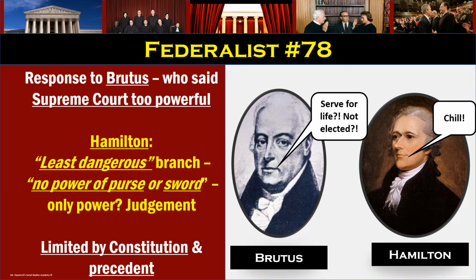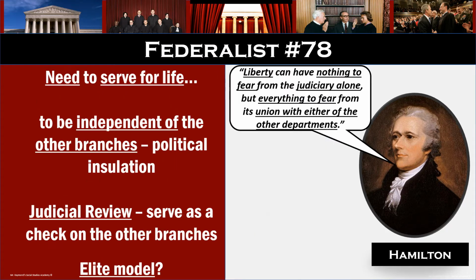Hamilton defended that the judicial branch would be the quote-unquote least dangerous, because without the power of the purse, or controlling governmental funds, that Congress has, or the power of the sword that the executive has, this branch would be the least possible of taking away the people's liberties. Hamilton went on in Fed 78 to say that these justices needed to serve for life, to give them independence from the other two branches.